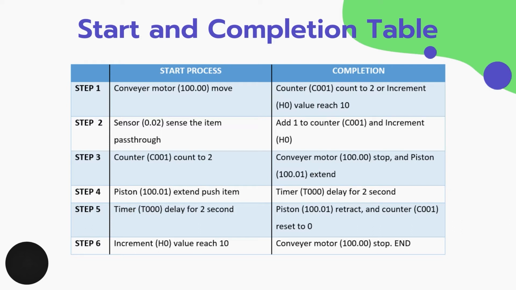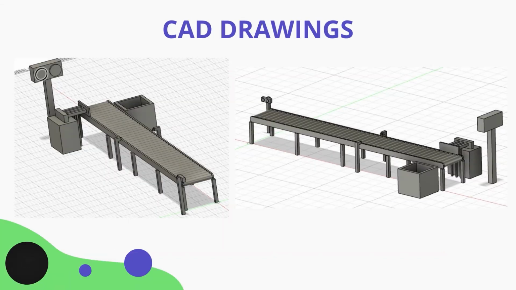For step 3, the counter counts to 2, and the completion is the conveyor motor stopping and the piston extending to push the item. Step 4, the piston extends to push the item, and the completion is a timer delay of 2 seconds. Step 5, the timer delay of 2 seconds, and the completion is the piston retracting and the counter resetting to 0. And last, step 6, the increment value reaches 10, and the completion is the conveyor motor stopping. That's the end of the overall process.